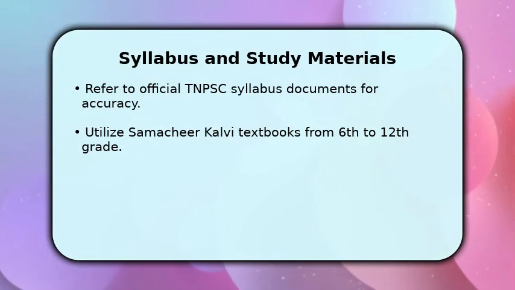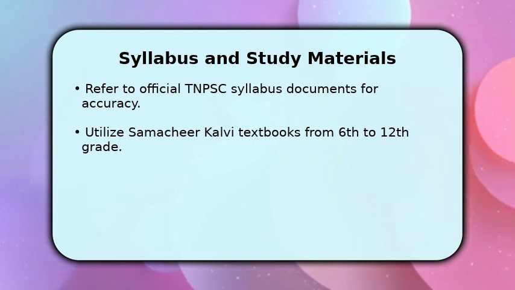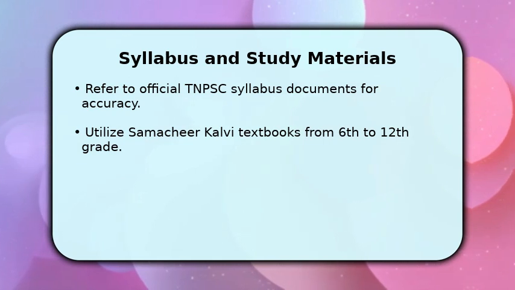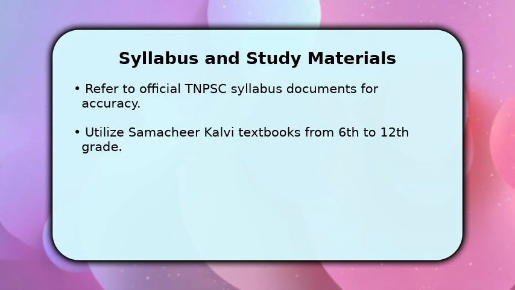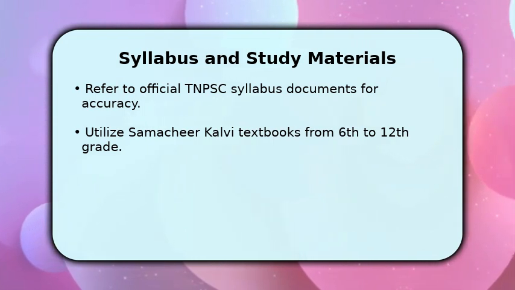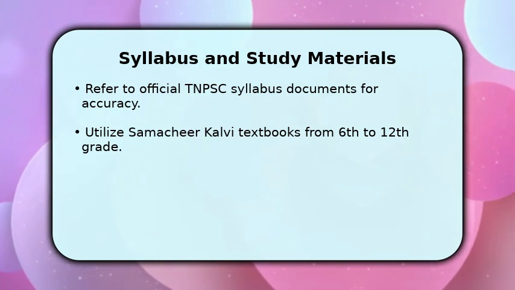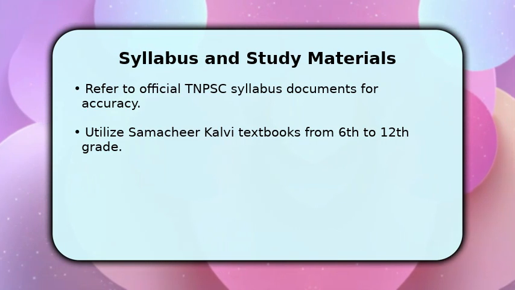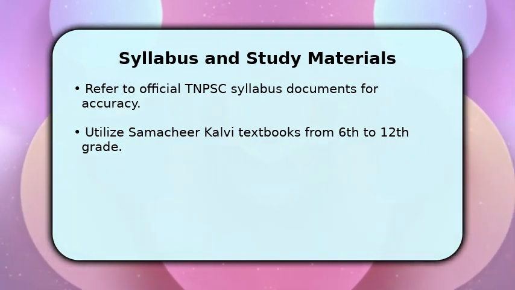Next, gather your essential study materials. The Samacheer Kalvi textbooks, particularly from 6th to 12th standard, are indispensable resources for TNPSC Group 2 history. Supplement these with reliable reference books for deeper understanding of complex topics. Ensure your materials cover both Indian history, including ancient, medieval, and modern periods, and the rich history of Tamil Nadu. Quality resources are key to building a strong foundation.